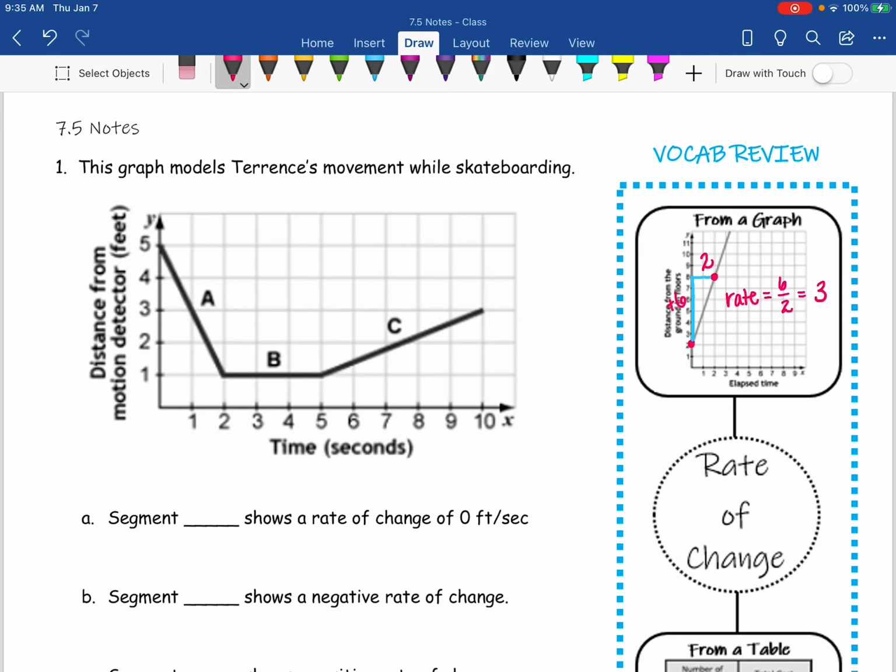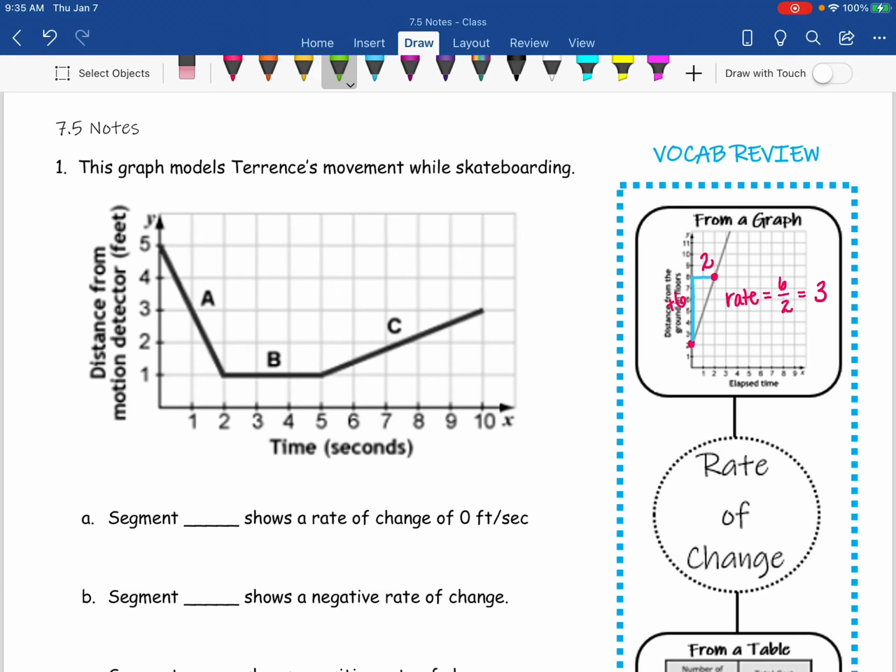Okay, so let's look at this first graph. This is a motion graph for Terrence and the skateboard. So he's skateboarding. There's a motion detector that's tracking his movement. So question A says, segment blank shows a rate of 0 feet per second. Okay, so if we have 0 feet per second, we're not moving, right?